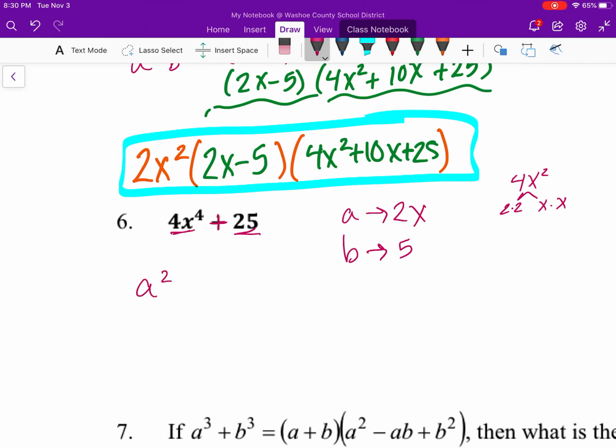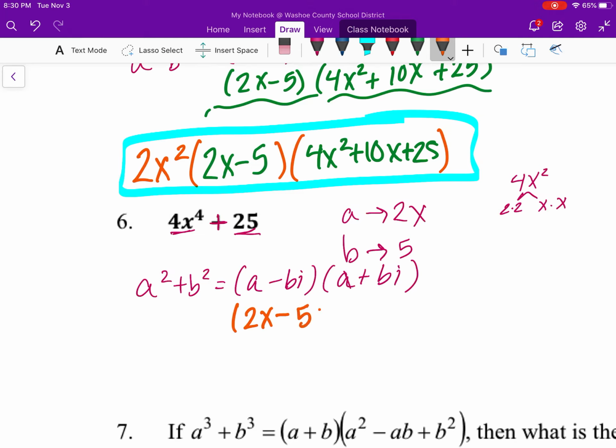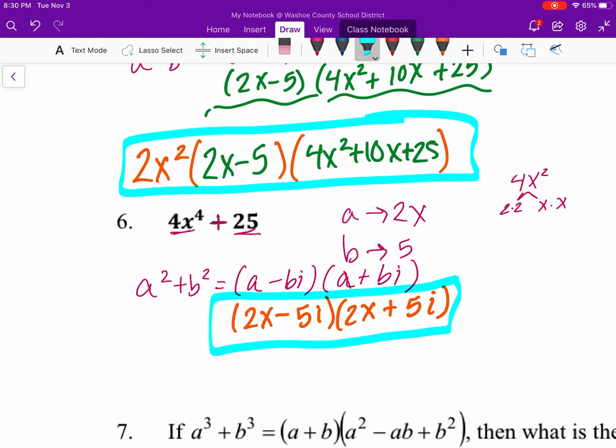So my sum of squares, a squared plus b squared, factors out to a minus bi times a plus bi. So now it's just substituting into this factoring. So I have 2x squared minus 5i, and then 2x squared plus 5i. There's nothing else I can really factor out here, so this is going to be my final answer. Okay.